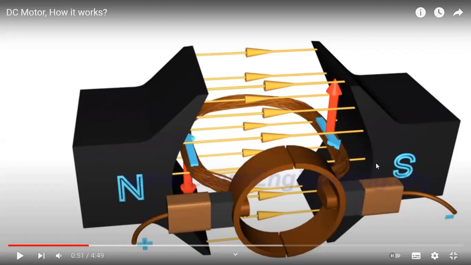This is the permanent magnet. We can put the permanent magnet, but there are some negative sides of using the permanent magnet. You all know that after some time the magnetic property of the magnet is lost, right? The magnetic property is lost with time.